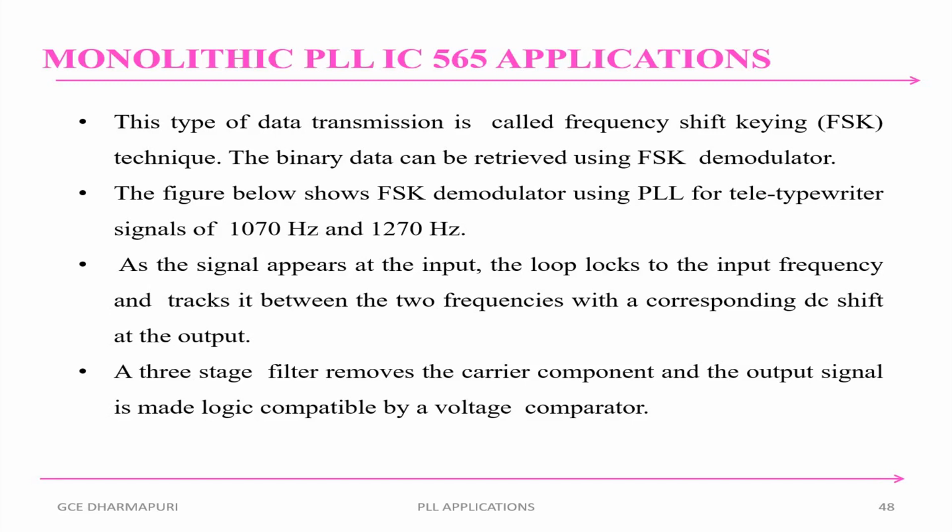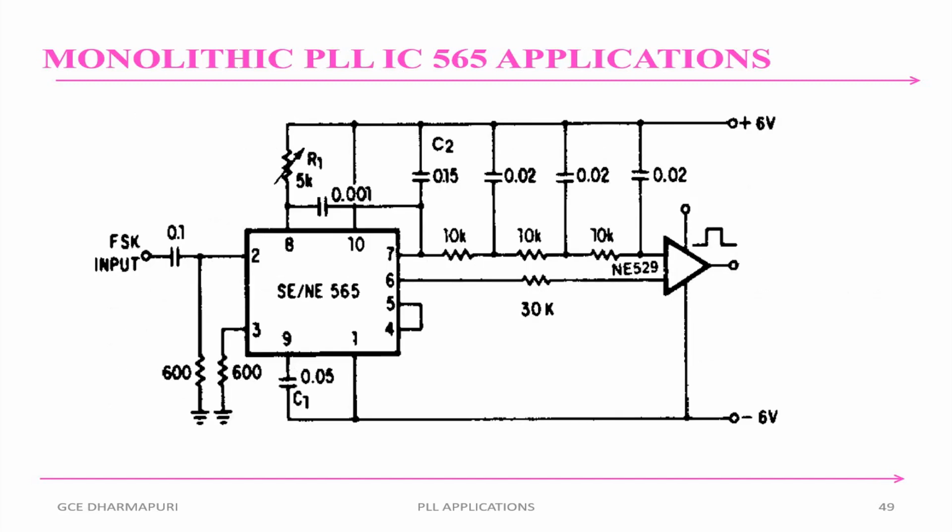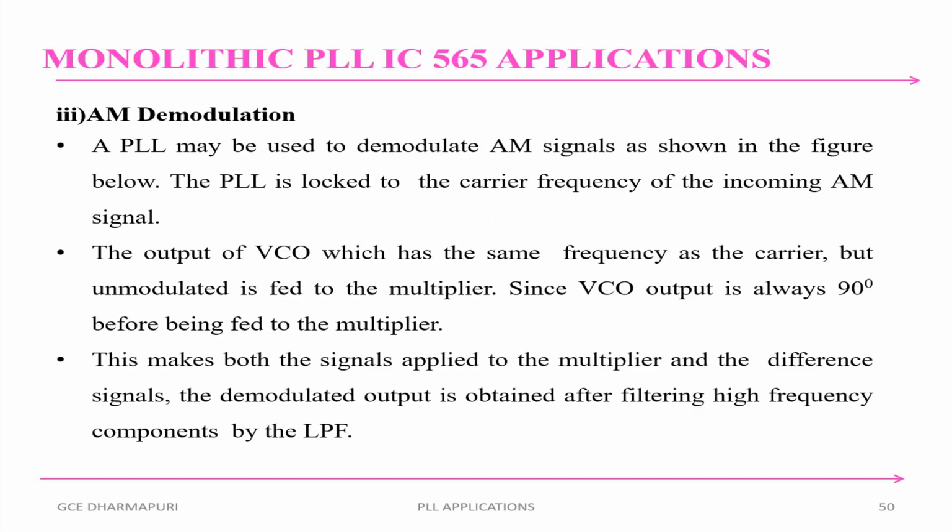As a signal appears at the input, the loop locks to the input frequency and tracks it between the two frequencies with the corresponding DC shift at the output. A three-stage filter removes the carrier component and the output signal is made logic compatible by a voltage comparator. So this is the block diagram of FSK demodulator. Next one, AM demodulation.